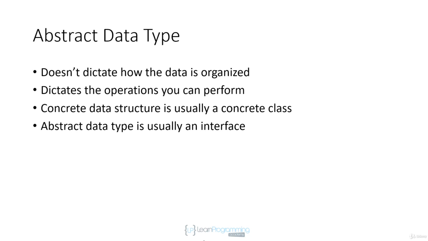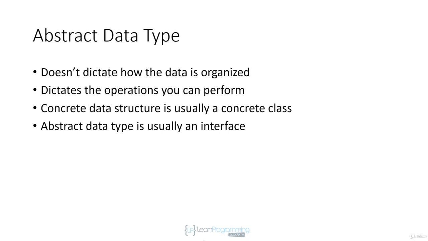Now in Java, a concrete data structure like an array is usually a class. Arrays might actually be an exception to that. So you'll see as we go through the course and we look at other concrete data structures, there's usually a class for them in the JDK. When it comes to an abstract data type, normally those are interfaces, which makes sense, right? Because they're not telling you how to store the data. They're specifying behavior, and that's commonly done with an interface.